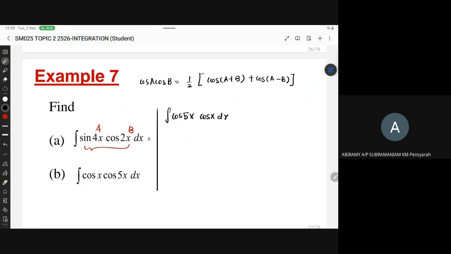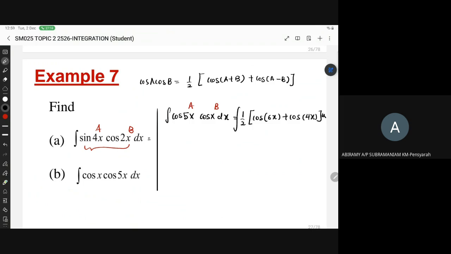We are going to write the larger value in front so that for the subtraction here, we will not get a negative value. So we preferably choose 5x as A and x as B. So this will result in 1 over 2 cos A plus B, which is 6x, plus cos A minus B, which is 4x, dx. Okay, we need to integrate cos 6x plus cos 4x dx.